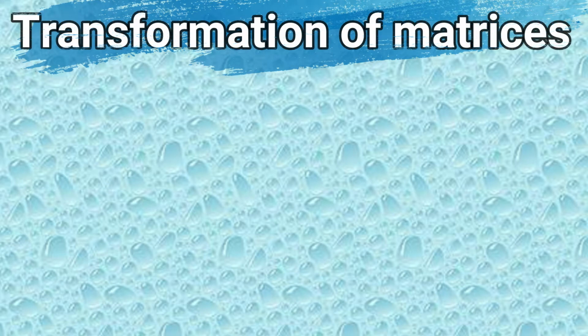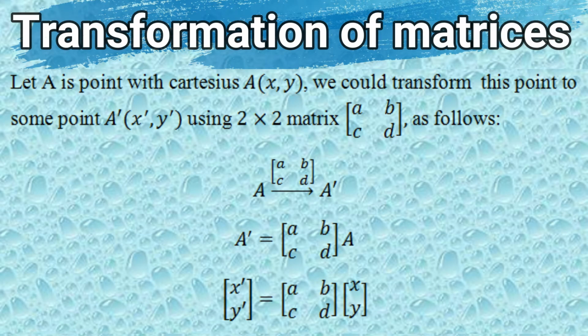Now, in this video, we're going to talk about transformation and matrices. Let A be a point with Cartesian coordinates x, y. We could transform this point to some point A accent, with coordinates x accent and y accent, using a 2 by 2 matrix. The elements are a, b, c, and d as follows.